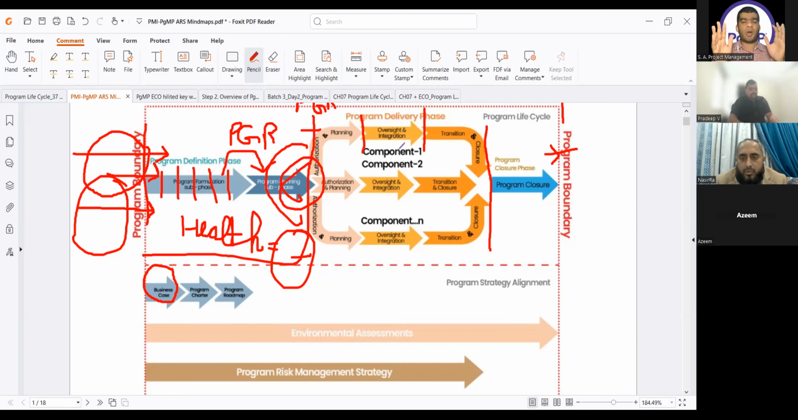So whenever he talks to you about the three subphases of the program delivery phase, I was telling the component, but the actual wording is this: just as the program definition phase has two subphases, program formulation and program planning, similarly the program delivery phase has three subphases for each component: component authorization and planning, component oversight and integration, and component transition and closure. Proceed. Yeah. Then we have the program closure phase, where we will close our program.